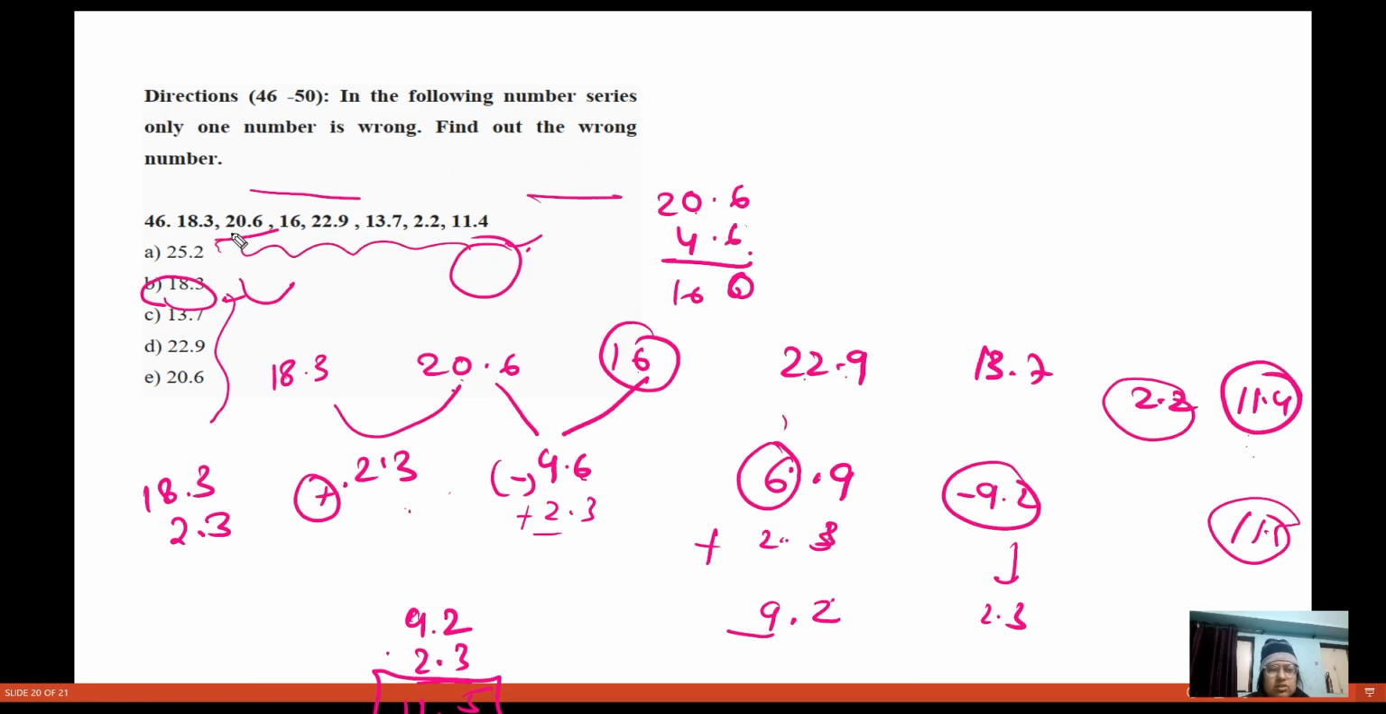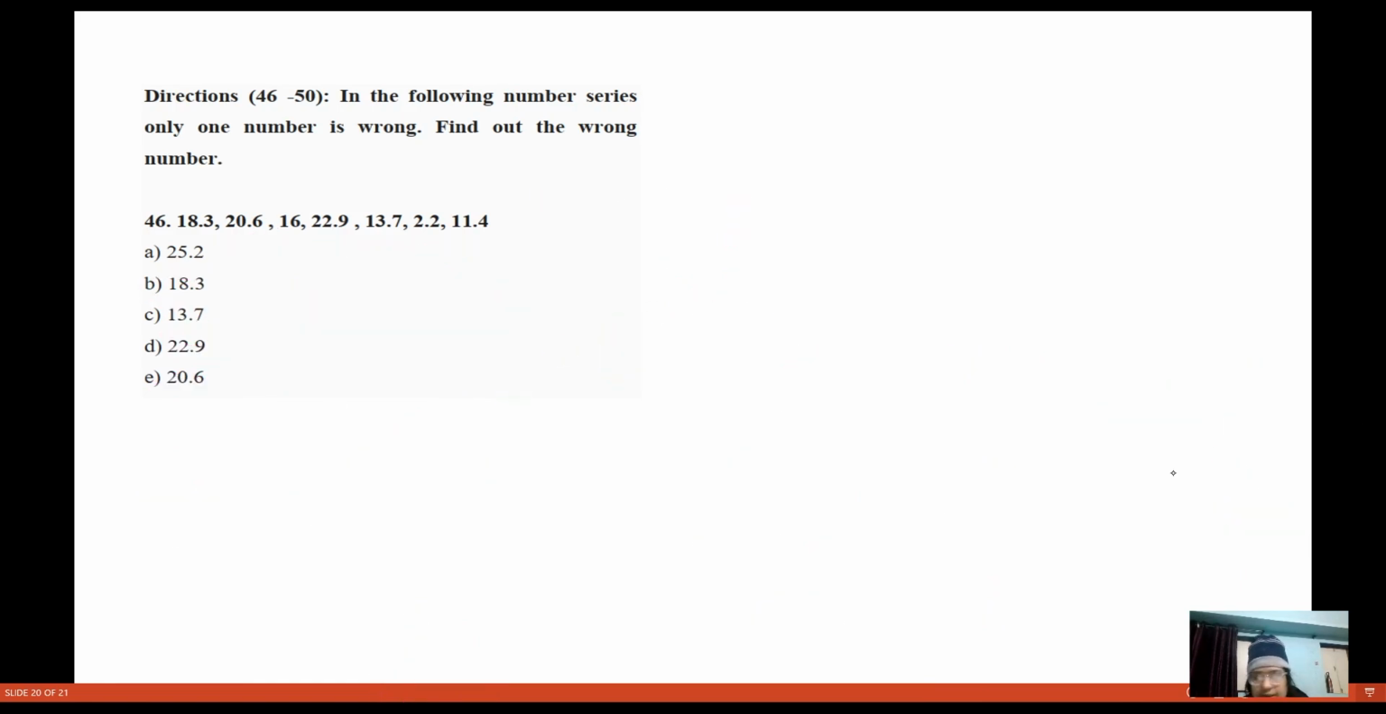In the following, find out the wrong number. 11.4 they have not given in the answer, so I think they are mistaken. There is no 18.3 here. There is only 22.9, 20.6 and 13.7. Okay, so we are getting all those things. We are not getting 11.4 because we are getting 11.5 only. Okay, so 11.4 is the wrong one.